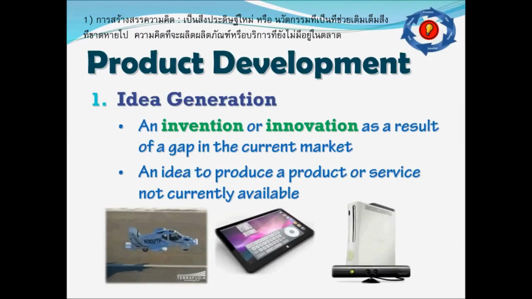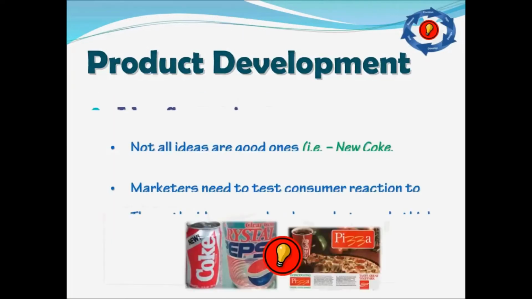What ideas do you have? What new products do you think could be successful? Will these new products be inventions or innovations? Whether or not they are inventions or innovations, it's because someone generated these ideas. An idea to produce a product or service that is not currently available is this first stage. So the idea of a flying car, the idea of an iPad or a tablet device, the idea that you can play video games without using a controller. All of these amazing ideas started at this first stage.